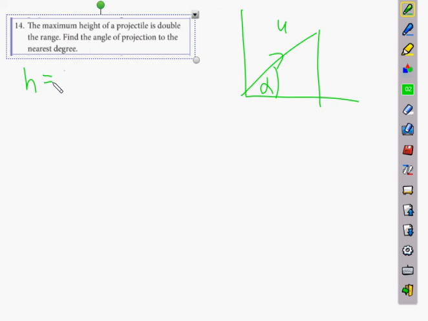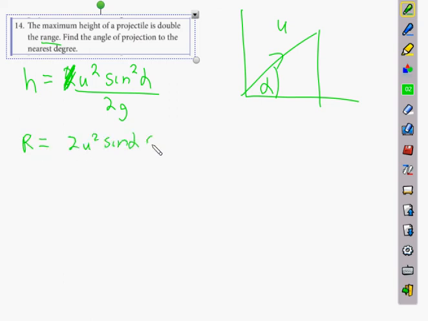U squared. Is it u squared? Yes. Not 2u squared. U squared sine squared alpha and underneath that, 2g. And what's the range? 2u squared sine alpha cos alpha, all over g.